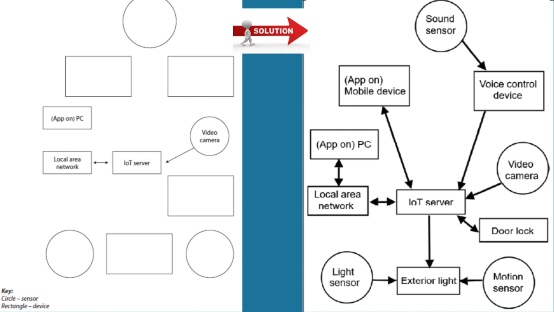So to the IoT server, we have connected 5 things. The exterior light, which has a light sensor and also a motion sensor. And then it also connects with the door lock. The IoT server can send commands to the door lock, and the door lock can also send information to the IoT server. And then the video camera and also the voice control device, because it is connected to a sound sensor. Right.